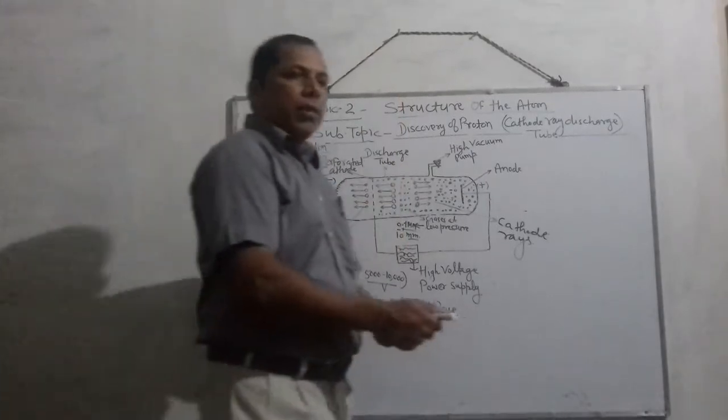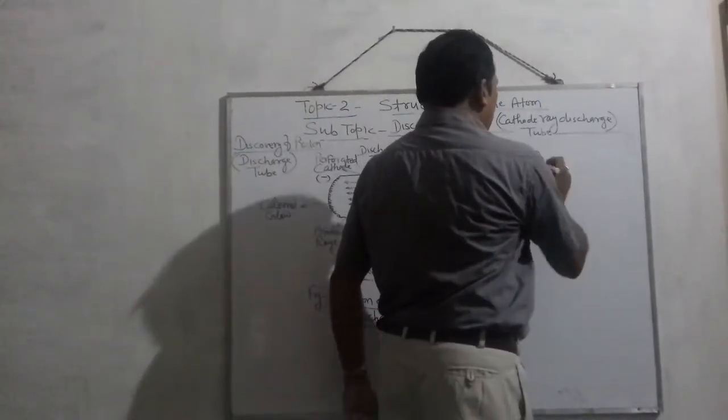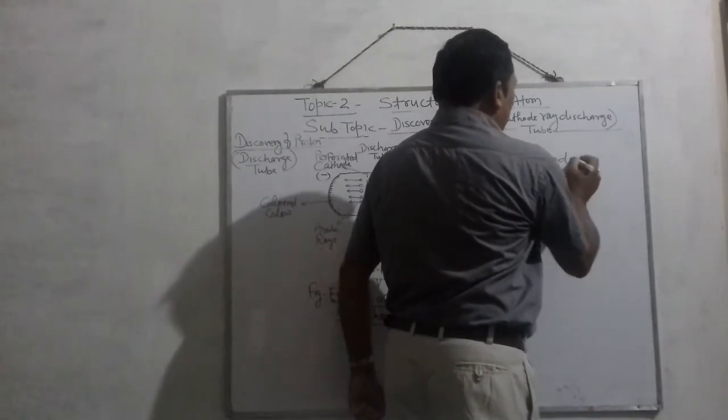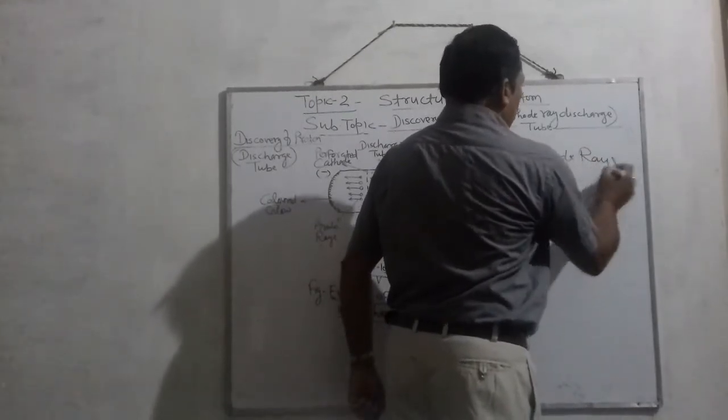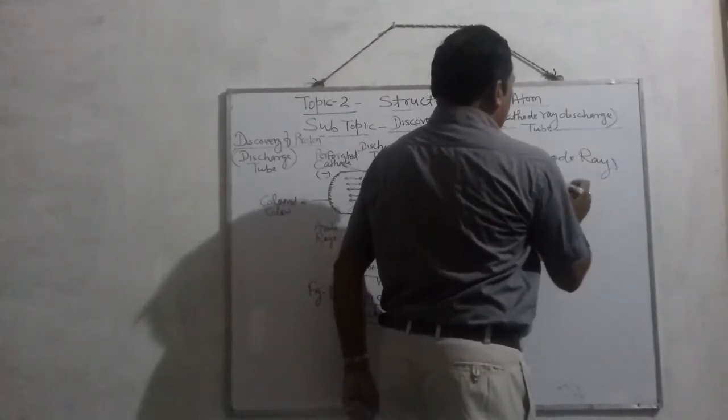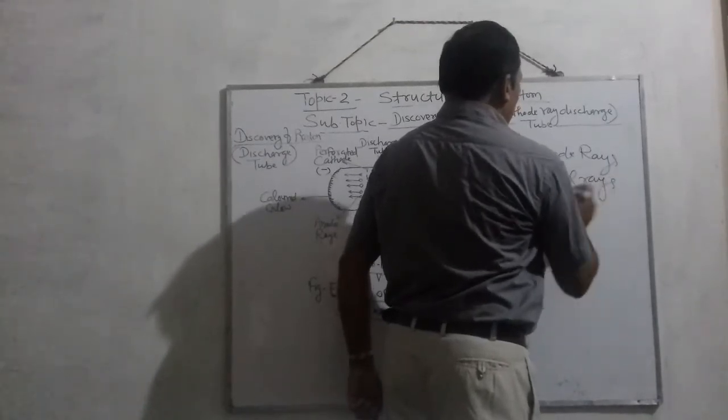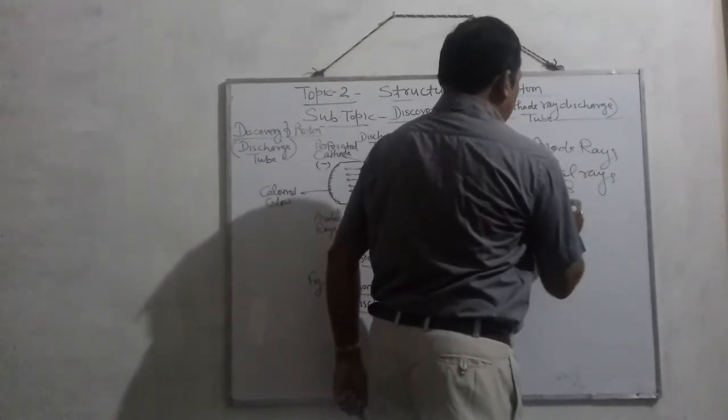So three names are coming here: anode rays, canal rays, and positive rays.